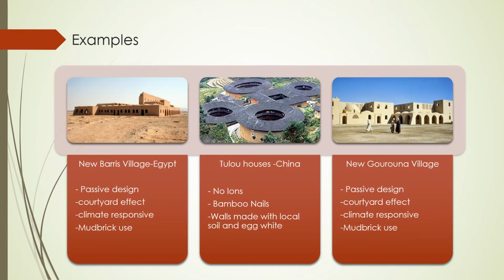Here are some examples of vernacular architecture projects. The New Bariz village and the New Gourna village, both located in Egypt, by architect Hassan Fathy, where he used passive design, the courtyard effect, the projects were climatically responsive, and the use of mud brick. Another example was the Tulou houses, China, where no iron was used, the use of bamboo nails, and the walls were made with local soil and egg white.